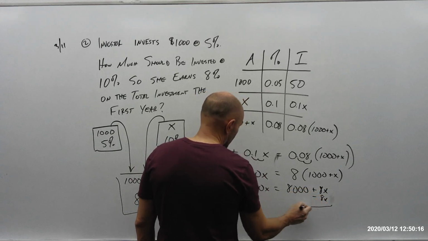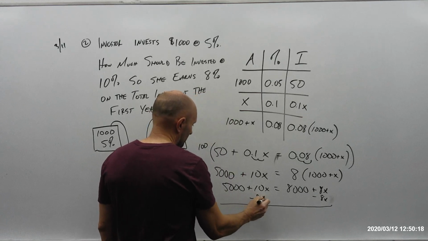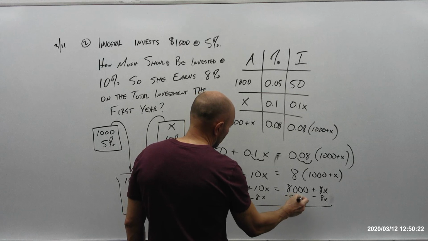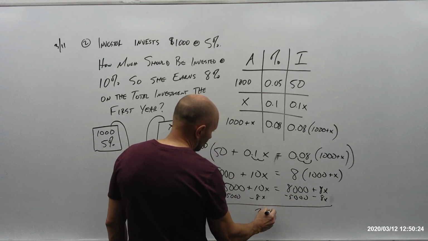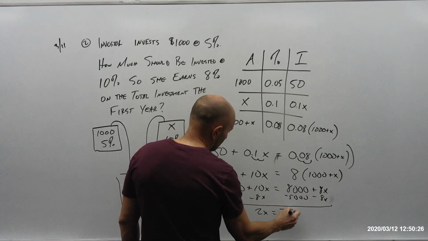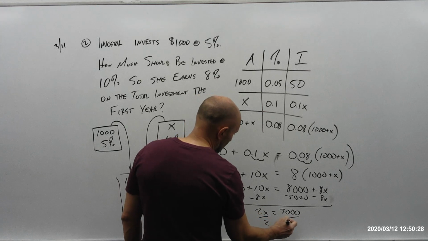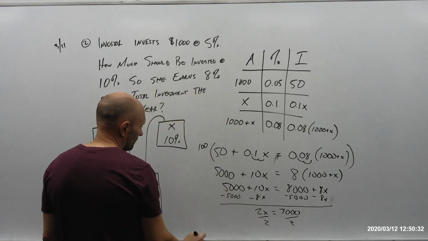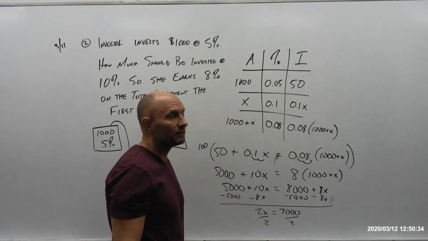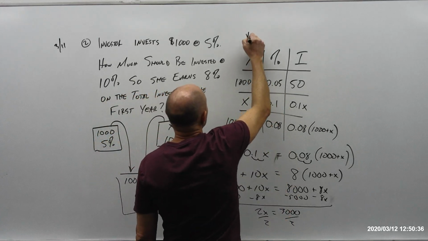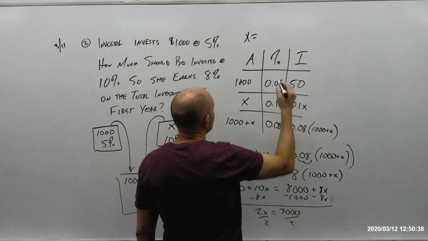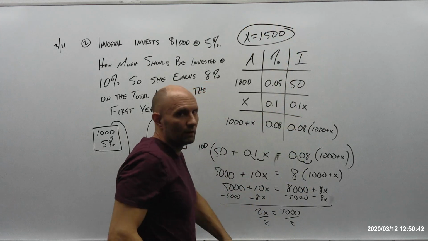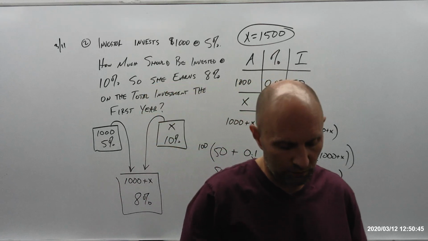So subtract 8x from both sides. Subtract 5,000 from both sides. We get 2x is equal to 3,000. Divide everything by 2. Tells me that x, the amount that I'm trying to invest, let's see, where can I write this so that you'll see it? Right up here. So x is equal to 3,000 divided by 2, so 1,500. So your answer would be 1,500.